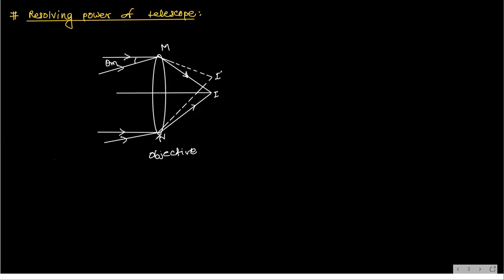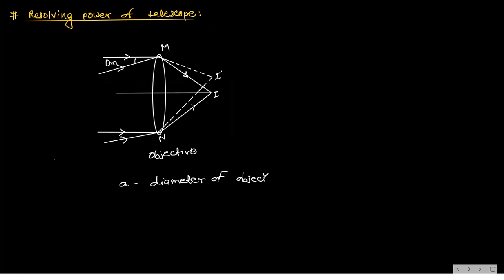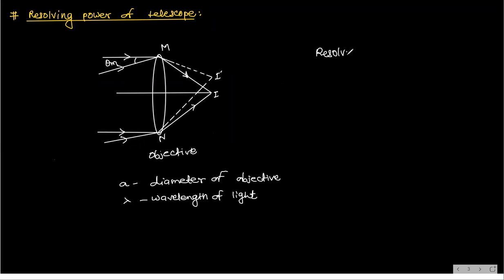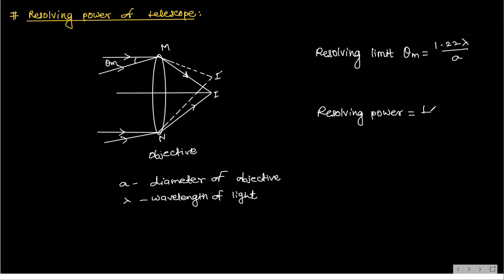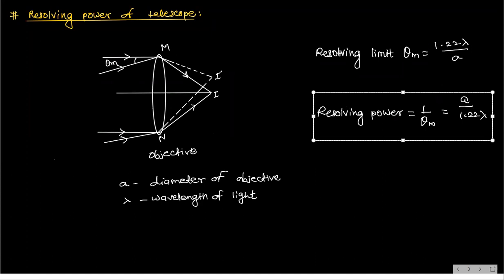Now here, if small a is diameter of objective and lambda is wavelength, then resolving limit theta m is equal to 1.22 lambda by a, and resolving power is equal to 1 by theta m, which is equal to a by 1.22 lambda. This is what two formulas for telescope.